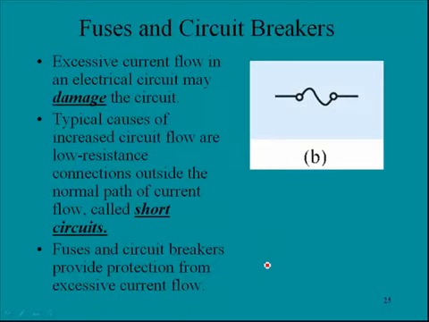Fuses and circuit breakers. Excessive current flow in an electrical circuit may damage the circuit. Now that's probably quite obvious. If you have too much current flowing through a circuit, it'll overheat, and it can burn up and destroy components. Typical causes of increased current flow are low resistance connections outside the normal path of current flow. These are called short circuits. Fuses and circuit breakers provide protection from excessive current flow, and that is a schematic symbol for a fuse.